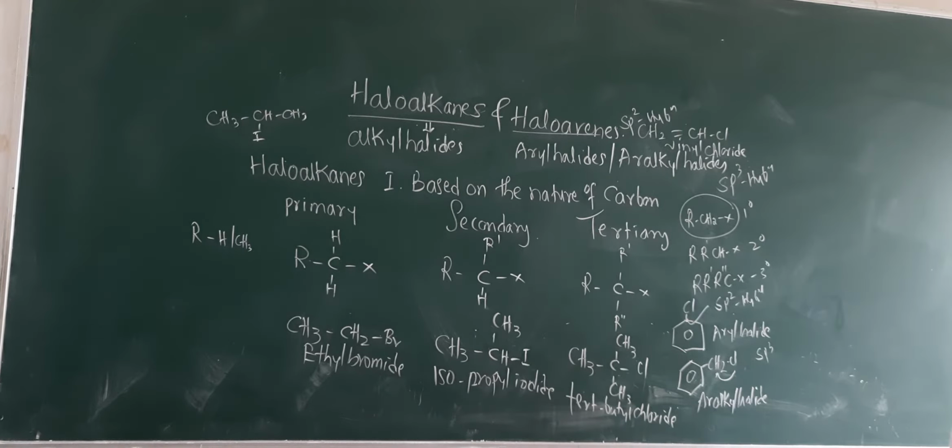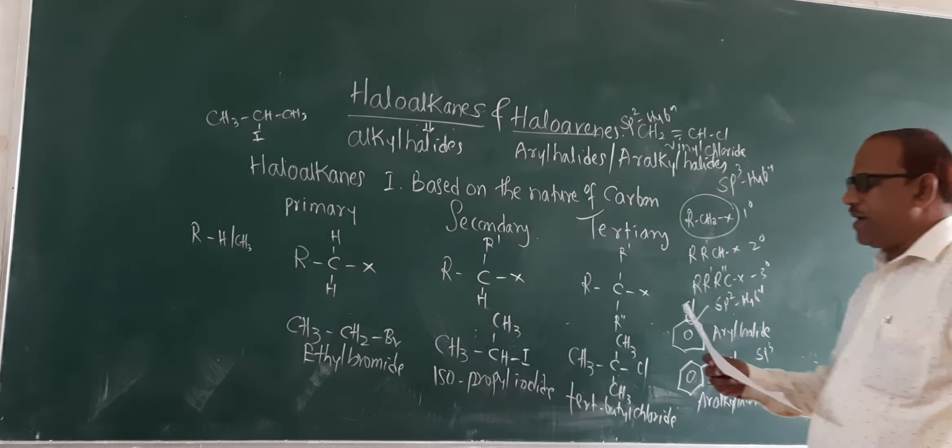Whereas if all the hydrogen atoms have been replaced by similar or different groups like R', R'', CX are called tertiary alkyl halides. For example, (CH3)3CBr is an example. Its name is tertiary butyl bromide.